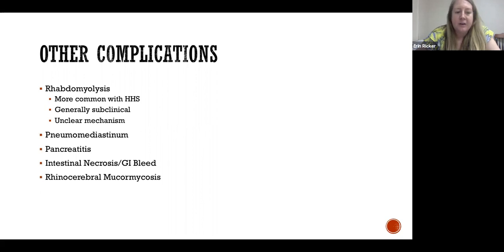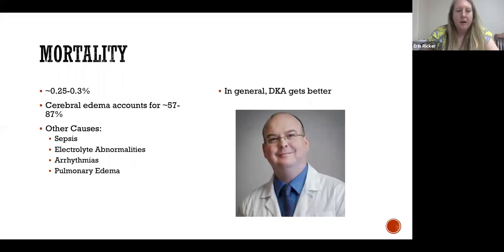And lastly, you can see rhinocerebral mucormycosis, which is a bad infectious process with high morbidity and mortality rates. Overall, though, DKA has a low mortality rate of 0.25 to 0.3%. Cerebral edema accounts for about 57 to 87% of this, which is why we're so careful to try not to cause it.